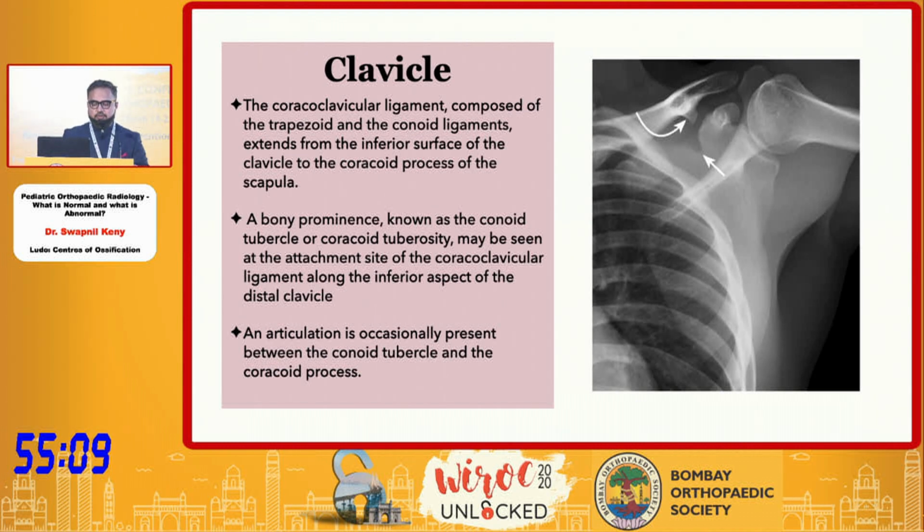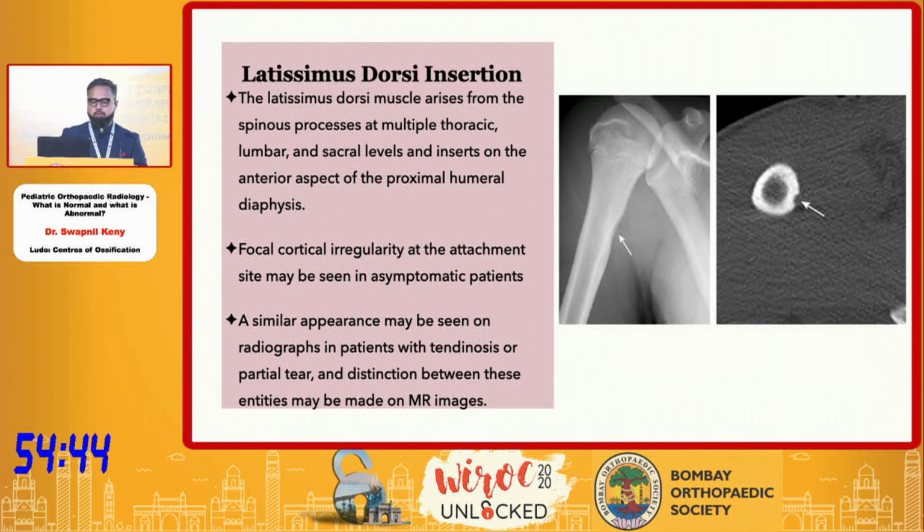The coracoclavicular ligament, which is composed of the trapezoid and the conoid ligaments, extends from the inferior surface of the clavicle to the coracoid process. Sometimes a bony prominence known as the conoid tubercle or conoid tuberosity may be seen at the attachment site of the coracoclavicular ligament along the inferior aspect of the distal clavicle, and an articulation at times is present between the conoid tubercle and the coracoid process, and this may be mistaken for a benign tumor.